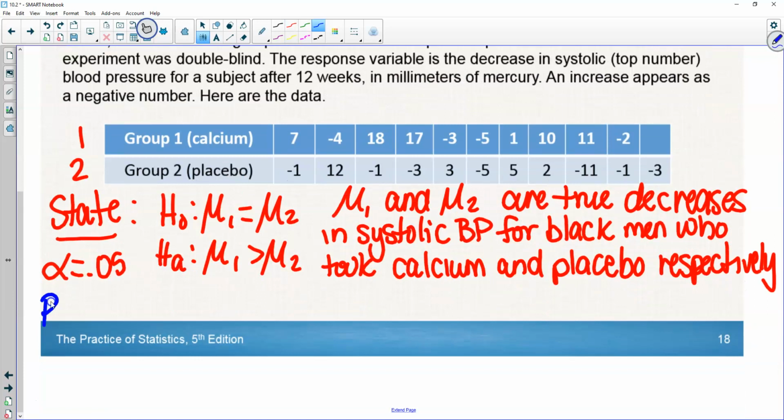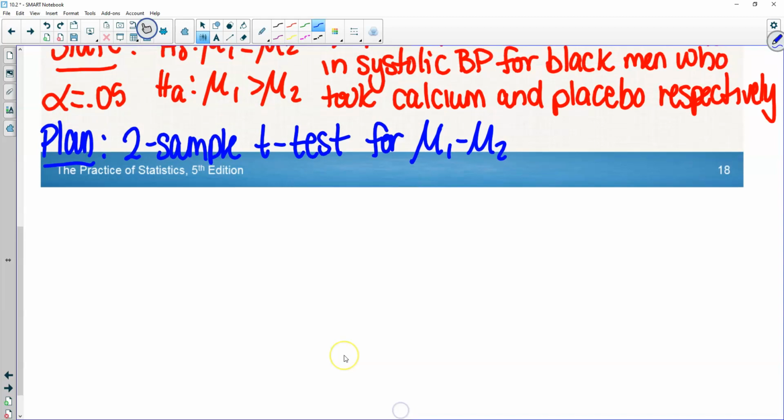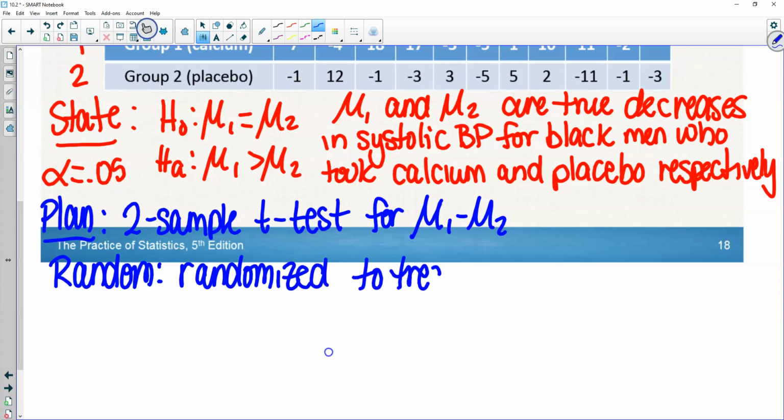Plan. We have to check all of our conditions here. So we are doing a 2-sample t-test for the difference of means. Let's check our conditions. First one being random. It's a randomized experiment. Randomized to treatment. 10% not needed for experiments.